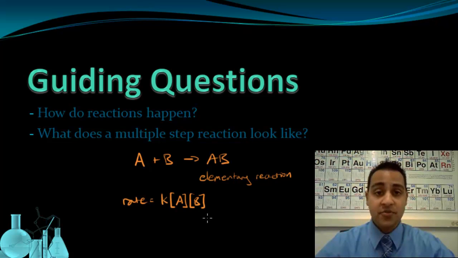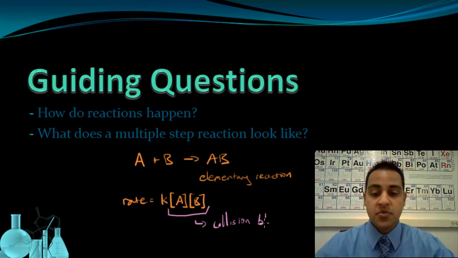The concentration of the reactants are multiplied with each other. And when we looked at where this expression came from, it came from the fact that A has to collide with B. And the chances of A colliding with B, that probability is proportional to A times B. So this expression comes from a collision between A and B. And this has to be a simultaneous collision between a particle of A and a particle of B.